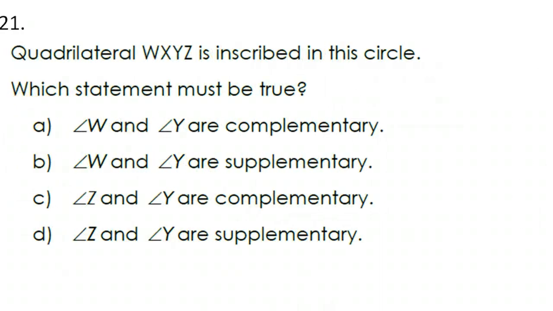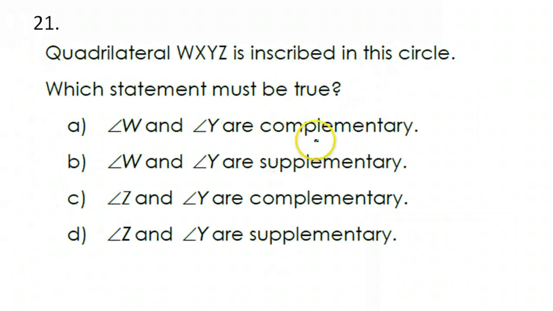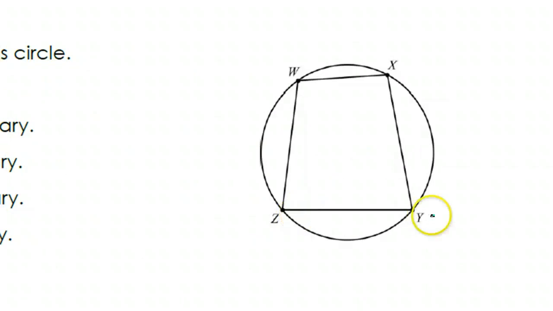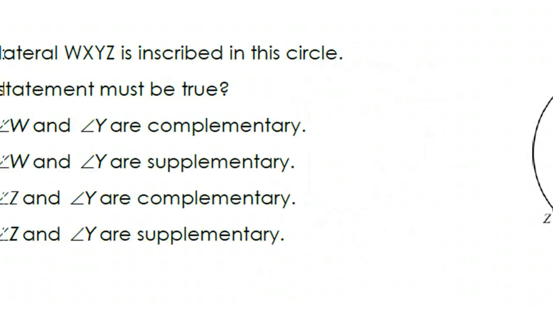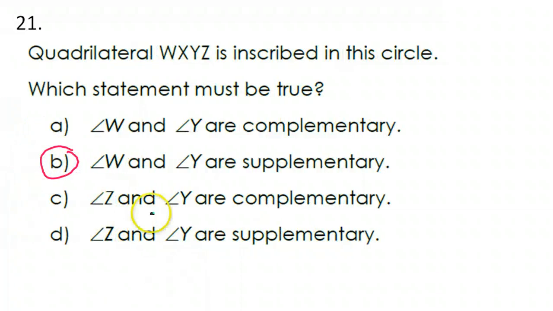So W and Y, well, that says complementary, so it's not A. W and Y are supplementary. That's what it is. Just checking through the rest of them. Z and Y, no, those are not opposite angles. So it's not either one of these. So it's definitely B, because we've learned that opposite angles are supplementary. That means they add up to 180, by the way.